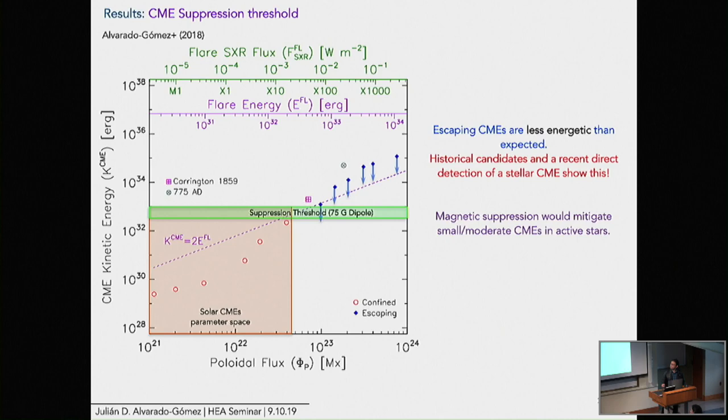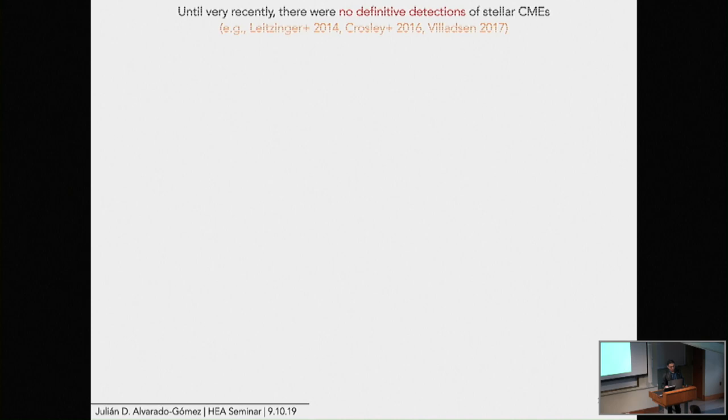So the magnetic suppression will mitigate the small scale events, and only the very big ones, that we call the monster CMEs, and I recommend this paper from Sophia, will be able to escape. Until very recently, this is really a question, because if you work in high energy and stars, you would realize that these stars are flaring the whole time.